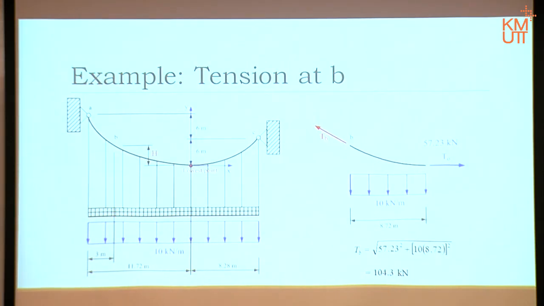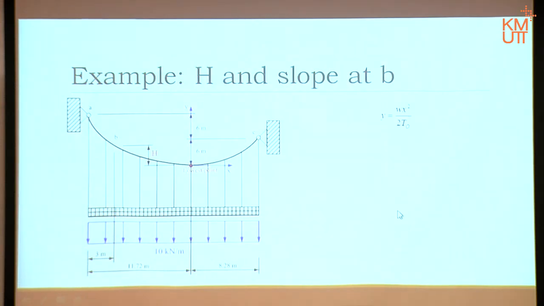Question number 2, or B, I'm not sure how I numbered it. I ask for the height and then the slope at point B. That is the equation we have. We know W is 10, we work out T0, so that is the equation for Y. If we know the equation for Y, then we can find the equation for the slope. Just differentiate it. X squared, so simple to differentiate anyway.